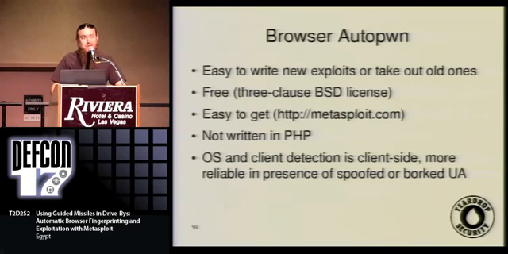In contrast, Browser Autopwn is awesome. It's easy to write new exploits. It's easy to take out the old ones if you don't like them. There's an option that I didn't really talk about called exclude in the advanced options. You can just type show advanced, and you'll see exclude and match. Exclude is a regular expression that if any exploit name matches that regular expression, then it won't try to run that exploit. Match is the opposite of that. If any exploit name doesn't match, it won't run. Yeah, you know what I mean.